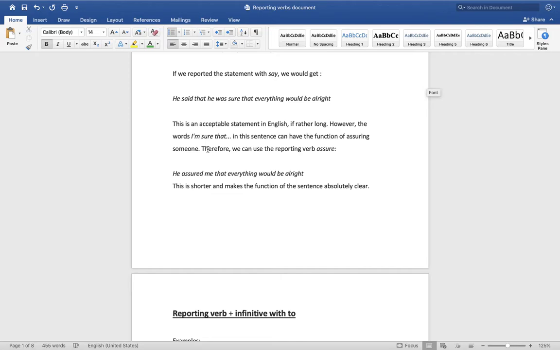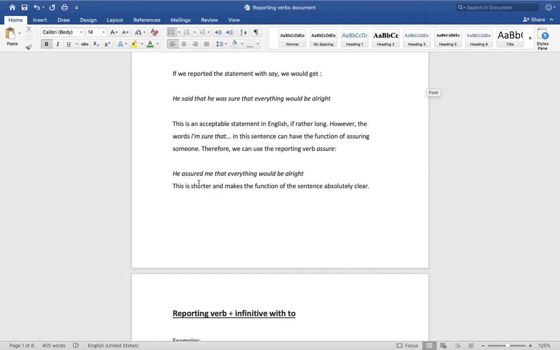This is good. This is correct. This is perfect and grammatically acceptable in English. However, it is a little bit long, right? So we want to be, remember, efficient. We want to be brief and precise and very clear at the same time. So how else can we do this in reported speech? Well, we can use, instead of the reporting verb said, that is the one you've been using all this time, we can use the verb assure, which means asegurar, right?